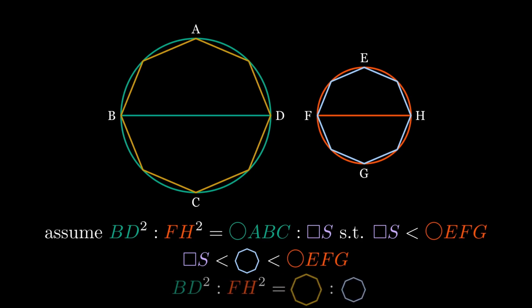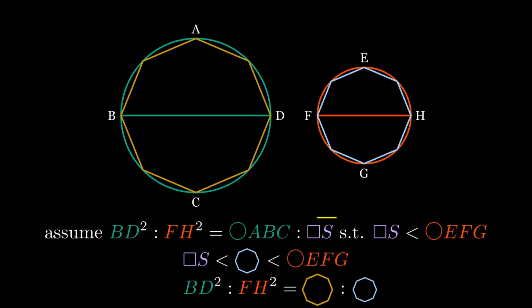Then the previous proposition says BD squared to FH squared is proportional to the octagon ABC to the octagon EFG. But by assumption, BD squared to FH squared is proportional to circle ABC to the area S. So, circle ABC to the area S is proportional to the octagon ABC to the octagon EFG, or that the circle ABC to the octagon ABC is proportional to the area S to the octagon EFG.